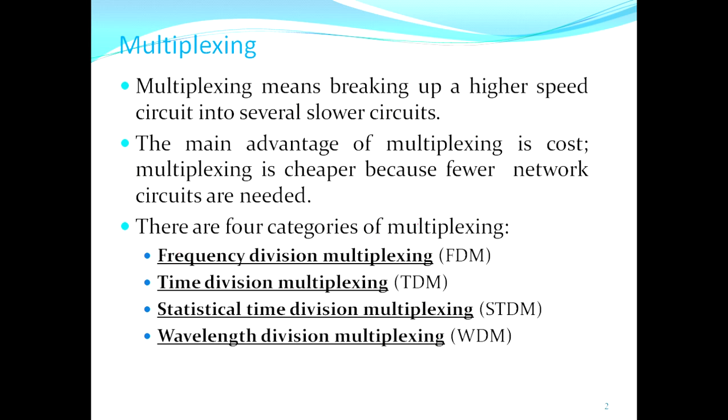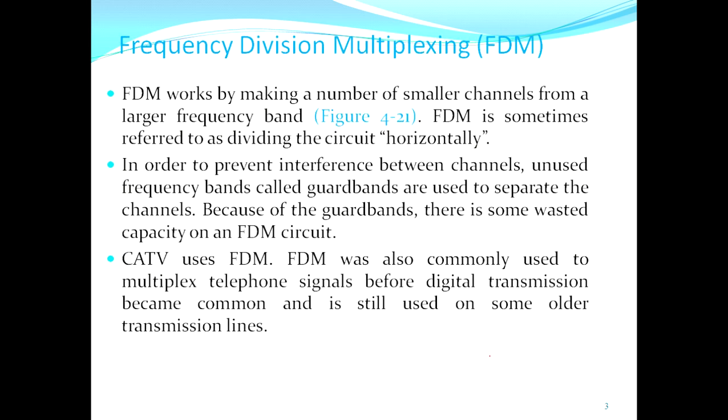And here there are four types of multiplexing: FDM, TDM, STDM and WDM. WDM is wavelength division multiplexing. Frequency division multiplexing means the available larger single frequency band has been divided into a number of smaller bands. That's why it is called frequency division multiplexing. That means the single available resource, a huge frequency band, is divided into a number of smaller frequency bands. That's why it is called FDM.